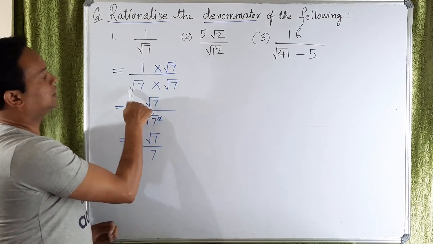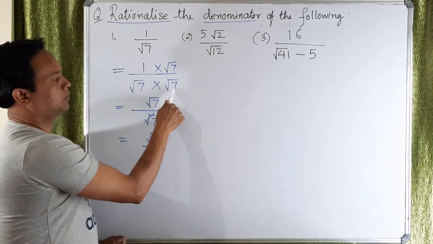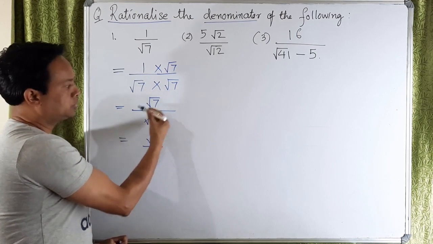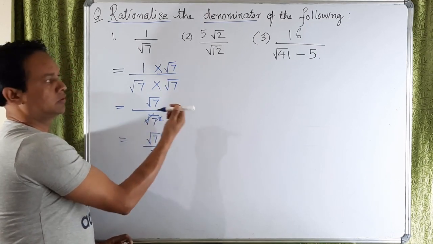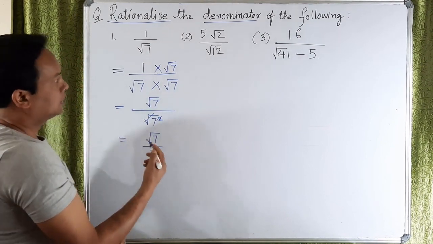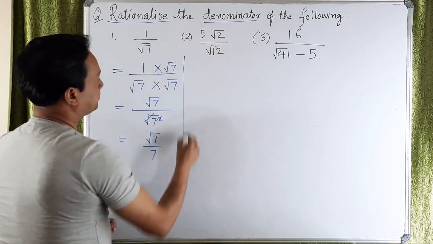So, here what I have done is, root 7 was given, so I multiplied with another root 7. If it was root 3, I would have multiplied with another root 3. Root 3 into root 3 will become root 3 square and the square root will cancel. If it was root 5, we will multiply with root 5. Now, let's go to the next question.